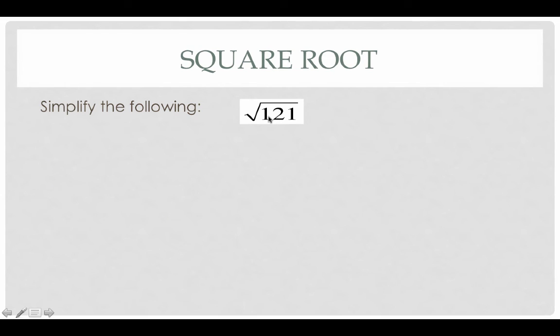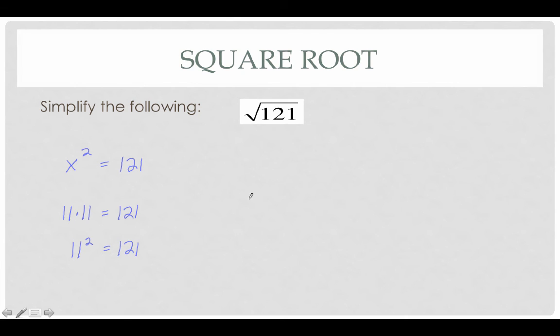So let's take a look at this example here. We've got the square root of 121, right? What does that mean? Well, I'm looking for a number that when I square it, some number times itself, is going to turn into 121. Well, we can think about this, but the number we want is 11, because 11 times 11 equals 121. Or I can rewrite that as 11 squared equals 121.